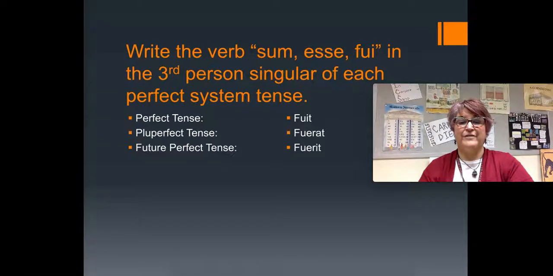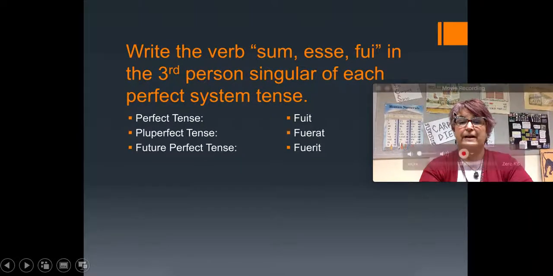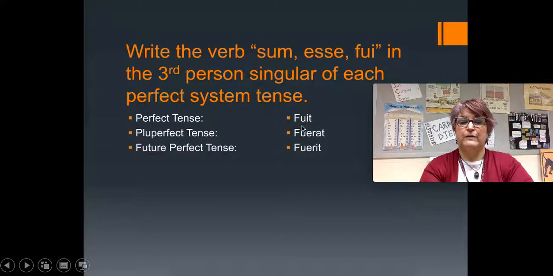So here we have the correct answers: fuit, fuerat, and fuerit. Notice that the base is always fu, because we get that from the third principal part. So we have fu starting each one, and then we simply have the it, the erat, and the erit added to the verb. Let's try one more together.